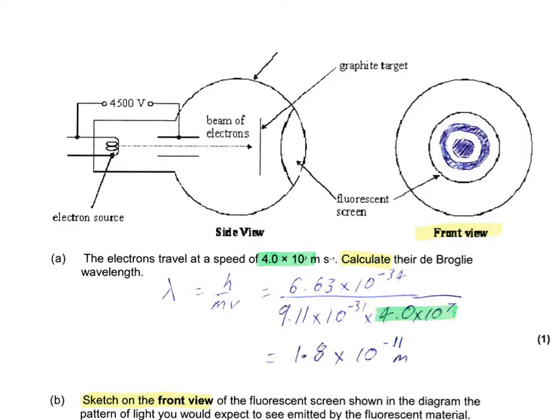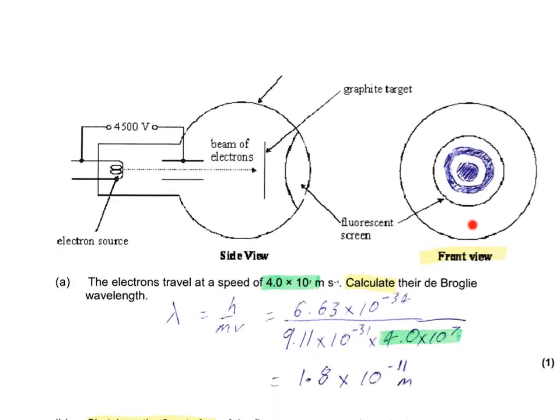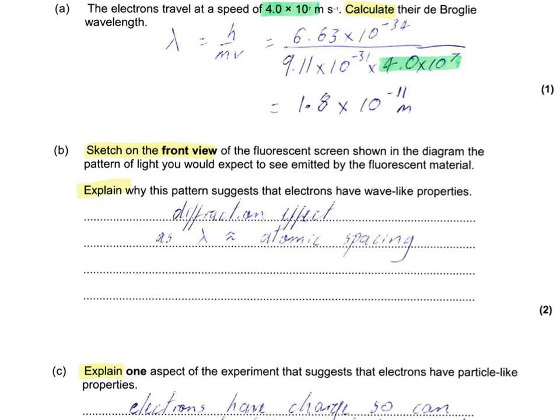The next question asks to draw the pattern on the front view. Follow those instructions. So some kind of dot in the middle and rings, preferably a little bit more circular than I've managed to draw mine. I think that would probably do the job. And to explain why the pattern suggests that electrons have got wave-like properties. So we've done the sketch.